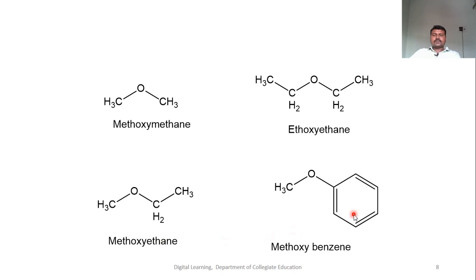In the fourth example, the oxygen atom is attached to methyl on one side and benzene on the other side. The smaller group is the methyl group, so this is made into oxy, that means methoxy. And the larger group is the benzene ring, so we'll take benzene as it is. So the name becomes methoxybenzene.